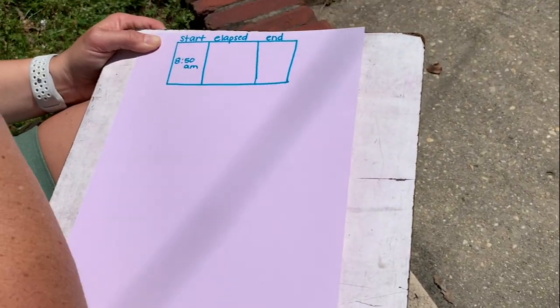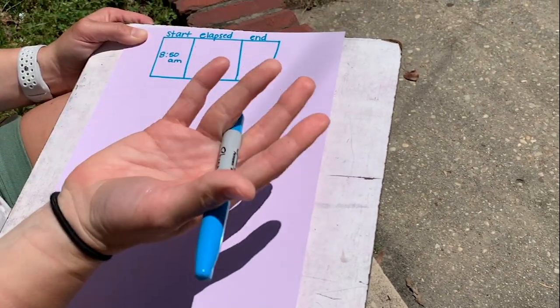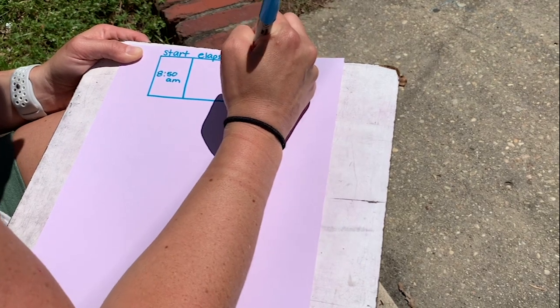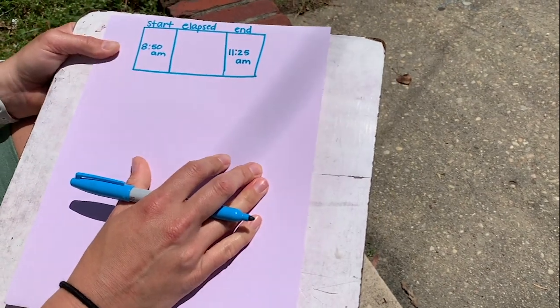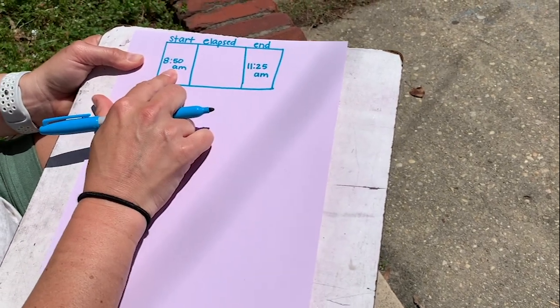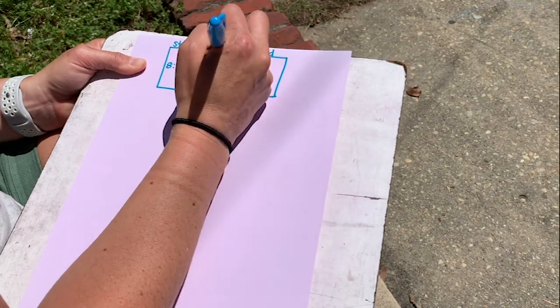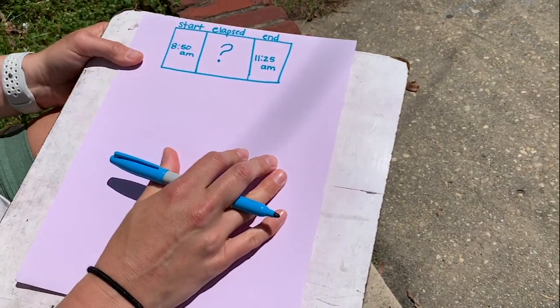If I'm trying to think of what I know, I arrived back home and my errands were over at 11:25 a.m. So what's missing and what I need to find out is the amount of time that elapsed from the start of my errands until I had finished them. So I'm gonna put a big question mark here. There's 2 strategies I like to use.